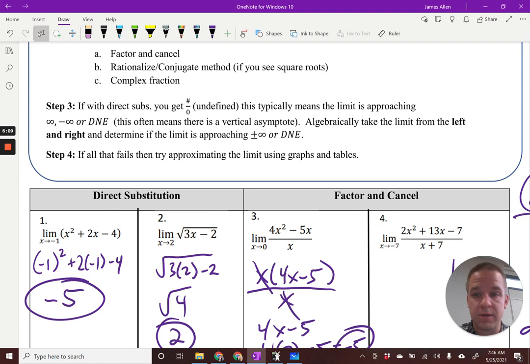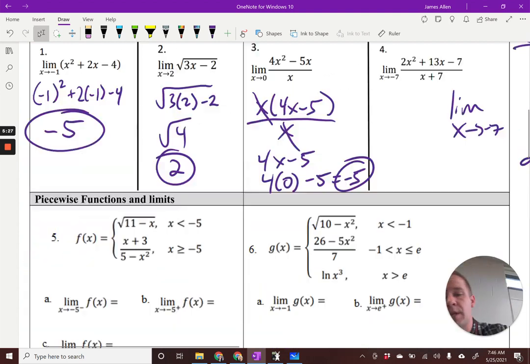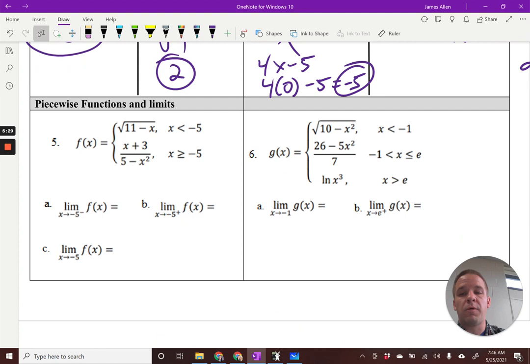And then if all else fails, we can always go back to our graphs and tables, right? That's a nice fallback. It's not always the quickest method, kind of like you could always use the quadratic formula to solve a quadratic, but it's not always the quickest method, right? So we have other methods that are potentially faster, which are, for our limits, direct substitution, factor, and cancel. All right, so there's always multiple ways to solve a problem. Let's take a look at some piecewise functions and limits, shall we?